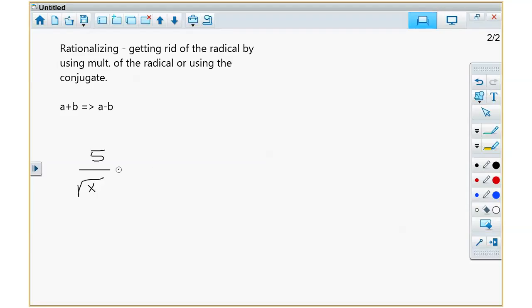So this one we're going to use the multiple of the radical, meaning that we're going to clear the radical by multiplying it by another radical. So I'm going to multiply by the square root of x over the square root of x. And that's going to give me 5 square root of x over x.